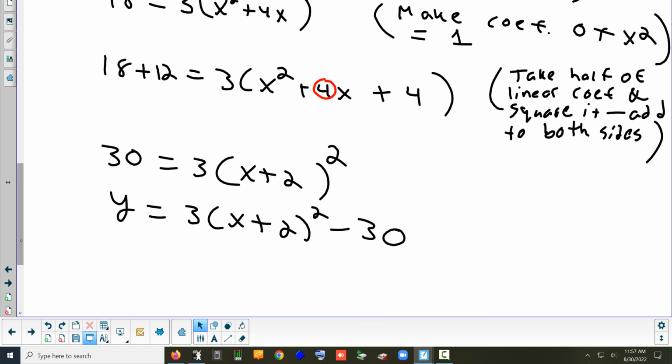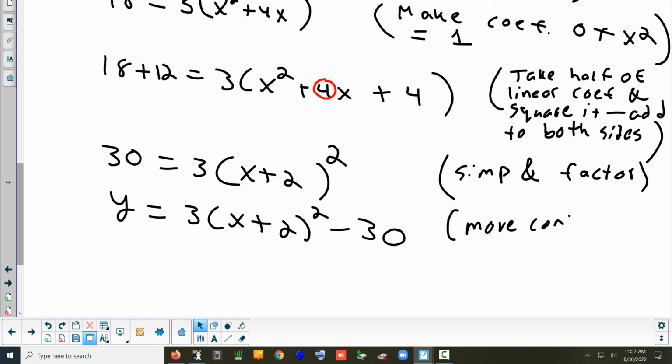So at this step, I didn't really write down what I did, but I guess I could say I simplified 18 plus 12. So simplify, and then I factored. And then in the last step, I put the constant back on the other side. Move constant back with the other stuff. I'll just say in this case, I moved it back to the right.